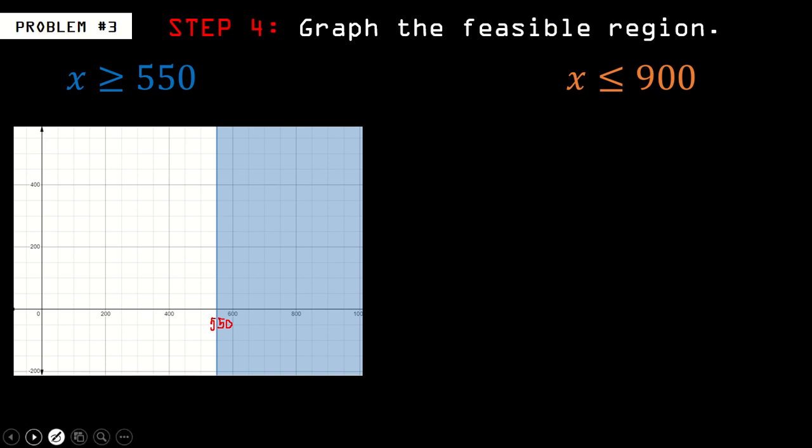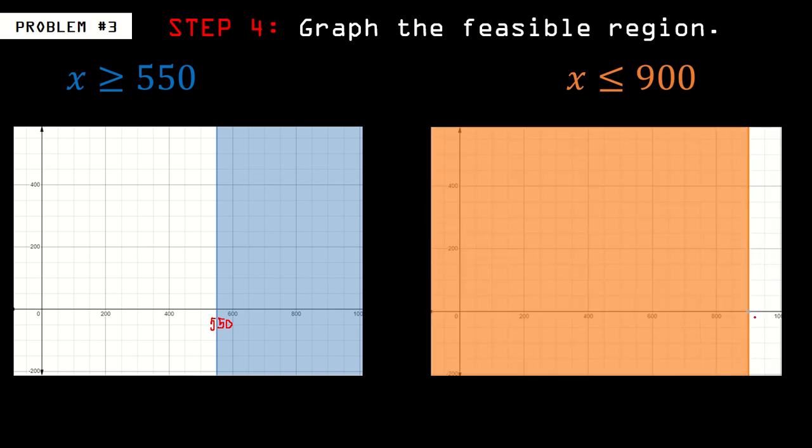Then here we have x is less than or equal to 900. Since it's less than, we shade the left portion. Let's say this is 900 in our x-axis, and we are after the less than values, less than or equal to 900. So we have this as our graph.